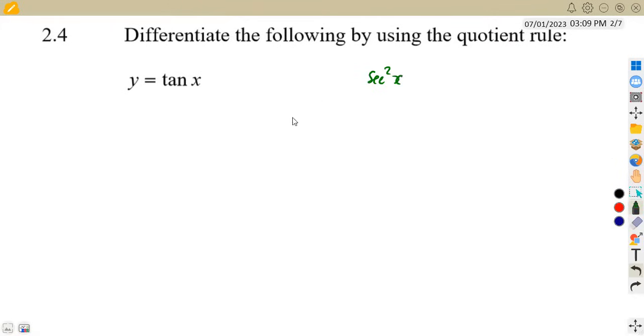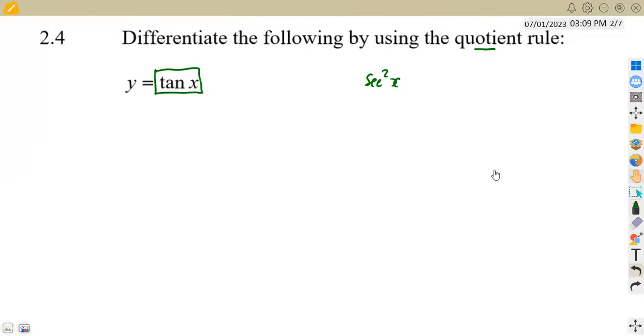We know the answer already. It's there on our formula sheet. But they are saying we are supposed to work with the quotient rule to find the answer that we already know, that the derivative of tan x gives us sec squared x. So what we need is to have this, but using the quotient rule.